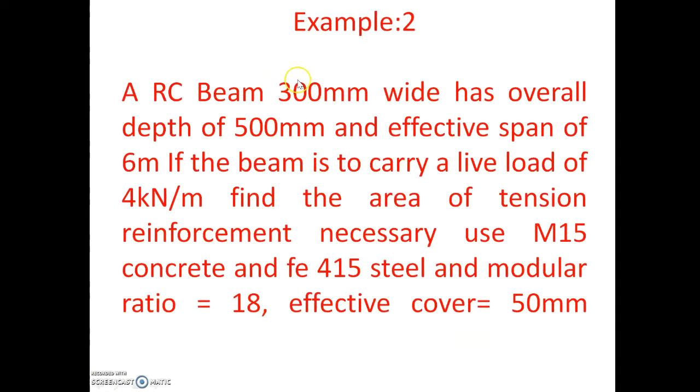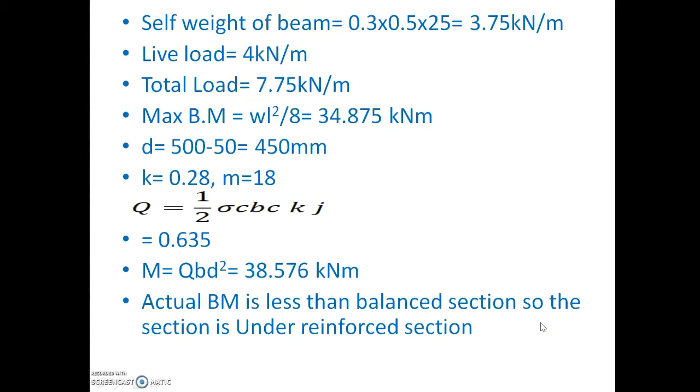Let's go for another example. An RCC beam of width 300 mm and overall depth 500 mm. Effective span is 6 meters and the live load is 4 kN per meter. Find the area of tension reinforcement by using M15 grade concrete and Fe415 steel, and the modular ratio is also given in the problem, and the effective cover is 50 mm.